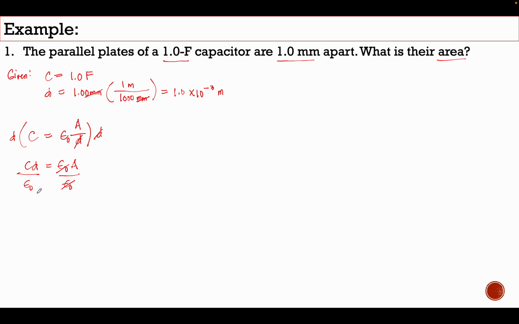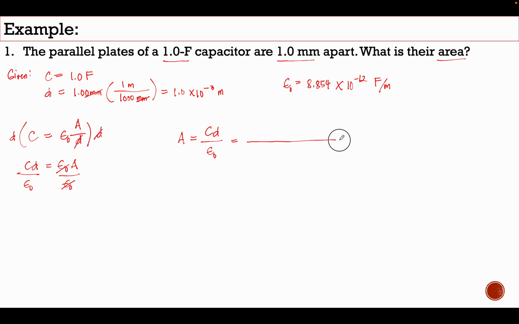So, to solve for the area, it is equal to the capacitance times the distance divided by epsilon naught. So by the way, again, the value of epsilon naught, since it is a constant value, is 8.854 times 10 to the power of negative 12 farad per meter. Okay, so we have naman the value of capacitance as well as the distance and also epsilon naught. So we can solve now for the area.